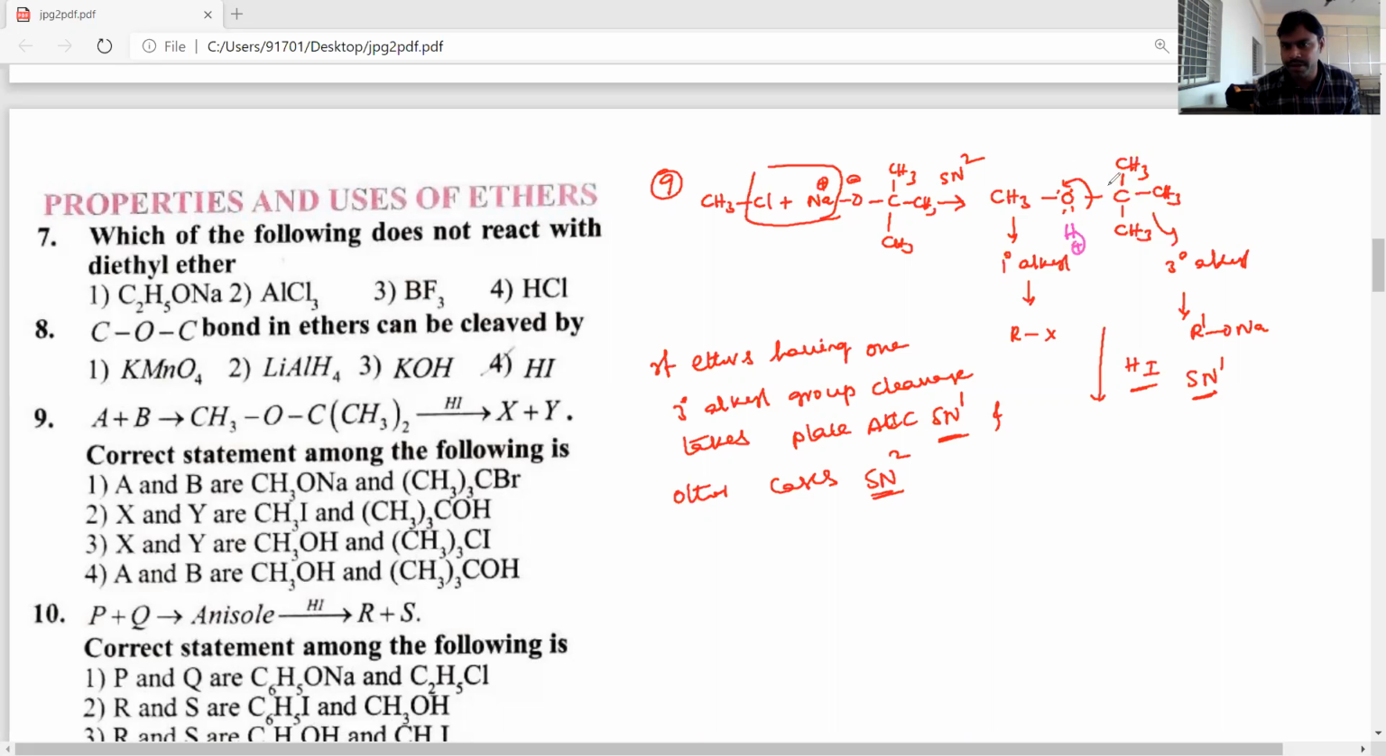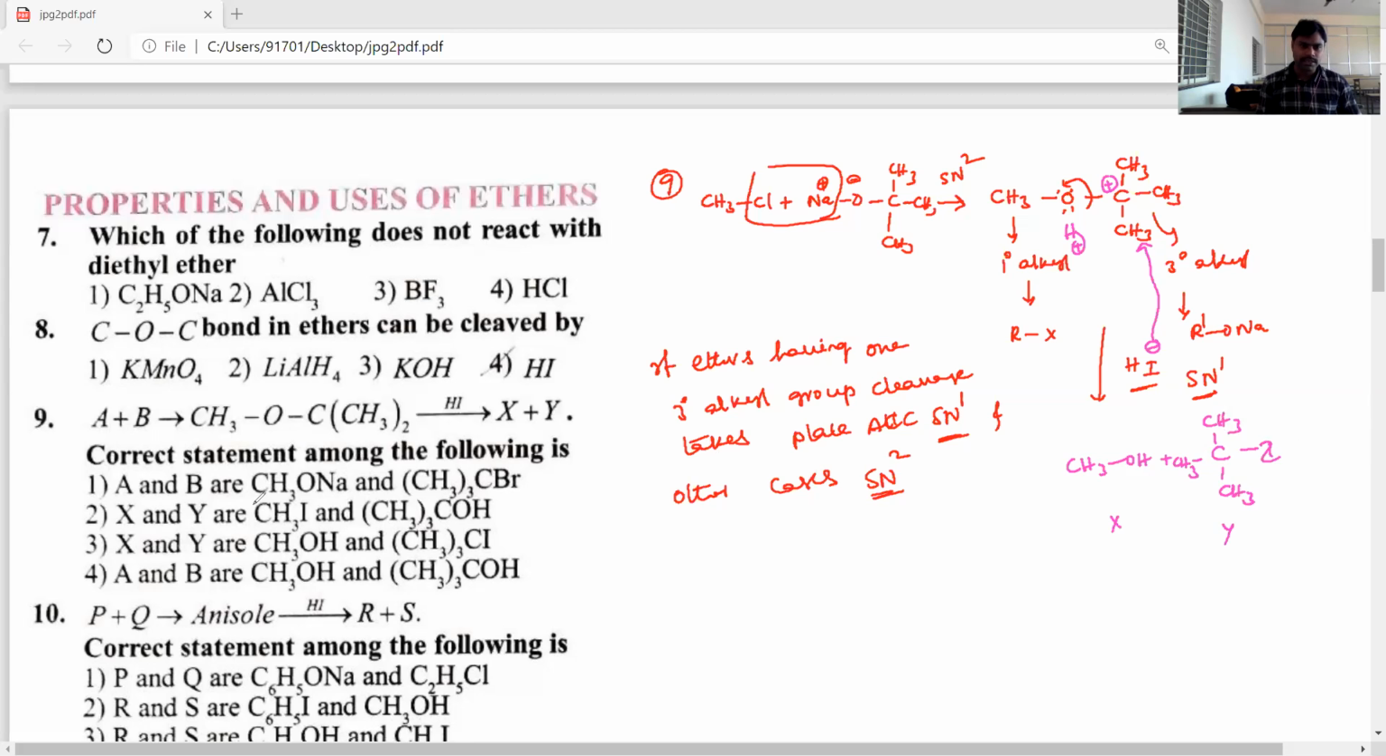Then this bond breaks and forms the more stable carbocation. Then I minus attacks the more stable carbocation. The resultant products are CH3OH, methanol, plus tertiary butyl iodide. These are X and Y.